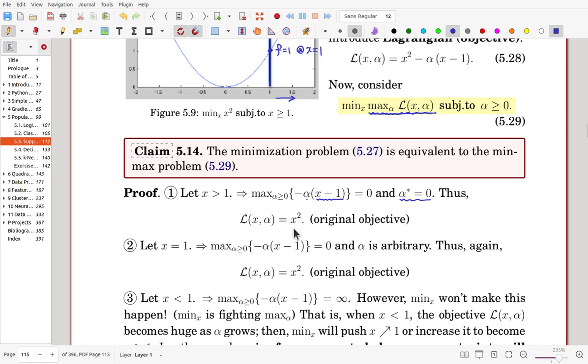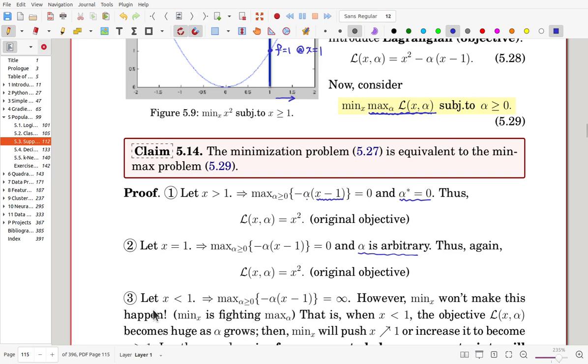How about x equals 1? Then that portion is 0, then alpha can be arbitrary. Now once x equals 1, alpha can be arbitrary. However, this is 0, so the Lagrangian becomes the original objective.